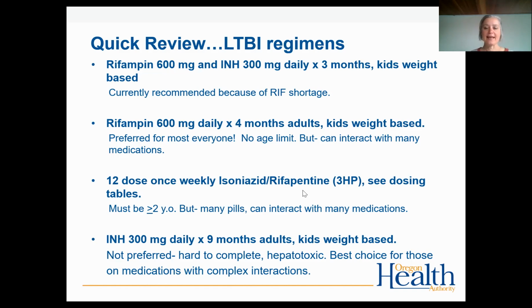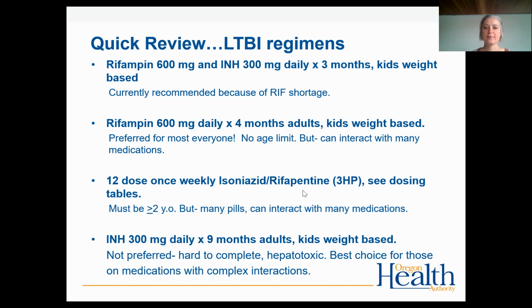The other regimen that I like a lot is rifampin 600 milligrams daily for 4 months. And again, with kids, it's weight-based, no age limit. But as with any of the rifampin-based regimens, it can interact with many other medications. So that is always something to keep in mind. Rifampin can interact with birth control, it can interact with Coumadin, all kinds of critical medications. So just be careful, you do a careful drug-drug interaction check.